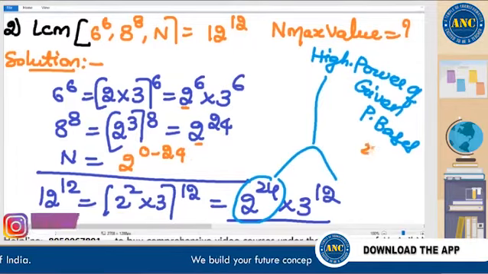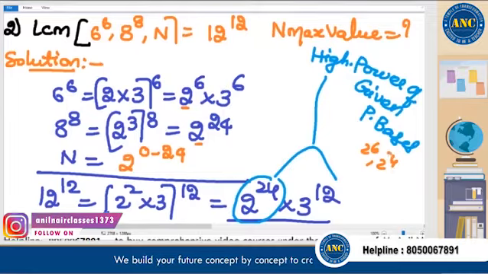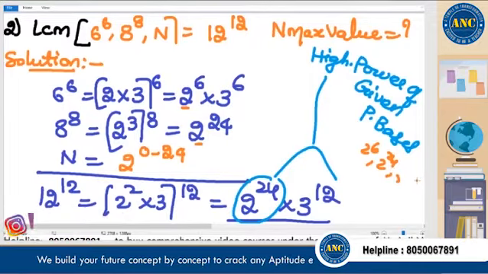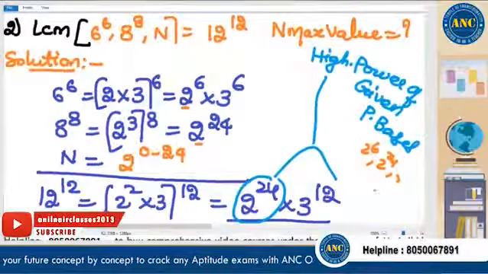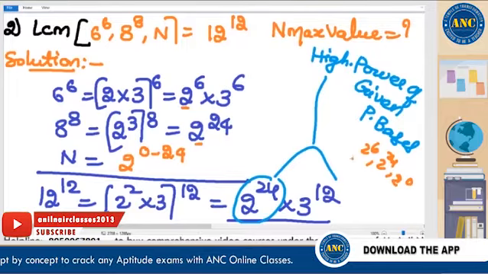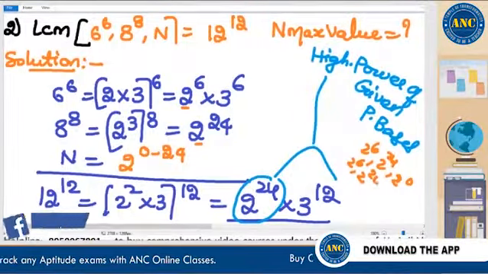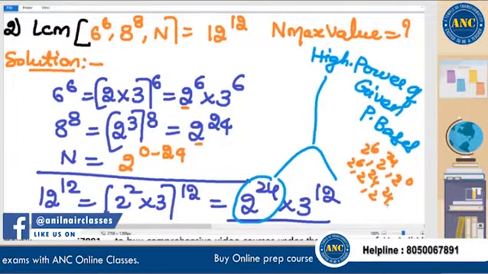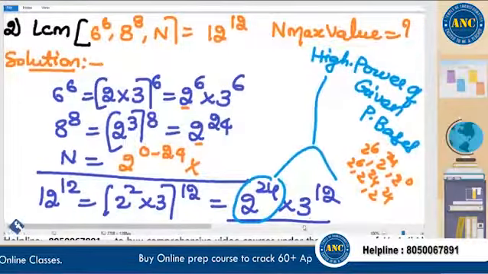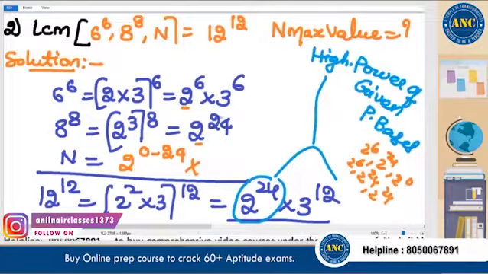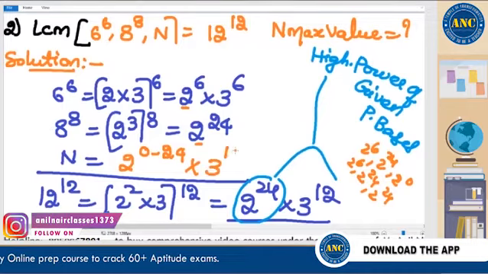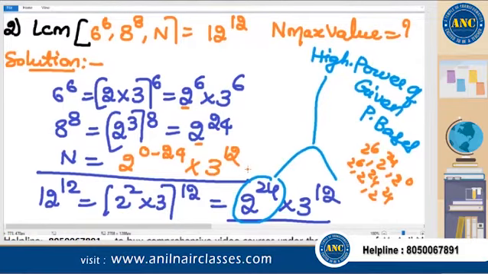2 power 6, 2 power 24, 2 power 0. Highest is 2 power 24. I hope you are all there with me. 2 power 6, 2 power 24, 2 power 24. Highest is again 24. Is 3 power 12 there in the answer? Not there, not there. So it should be there in the third option, into 3 power 12.